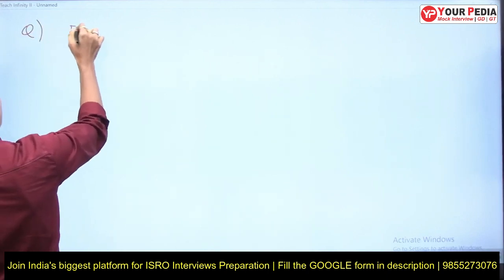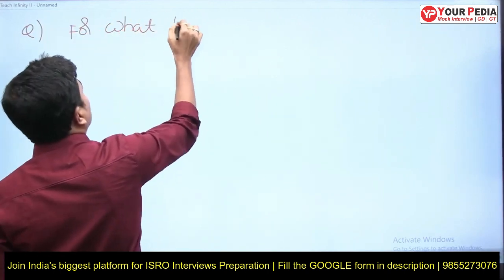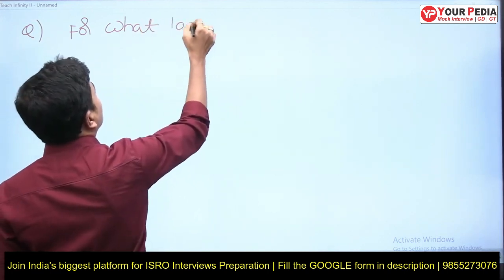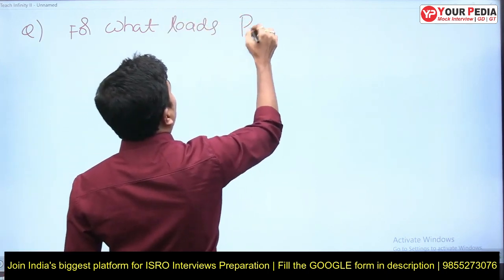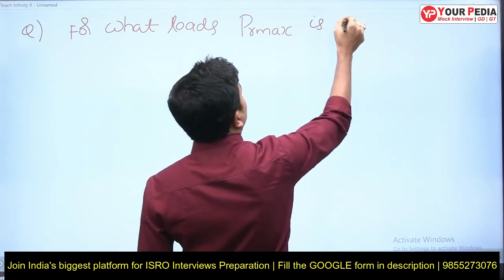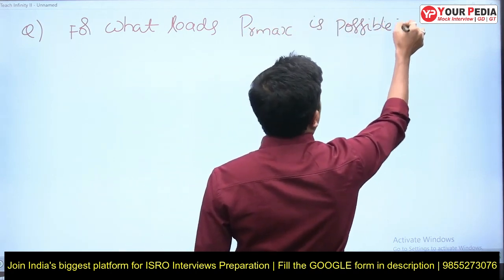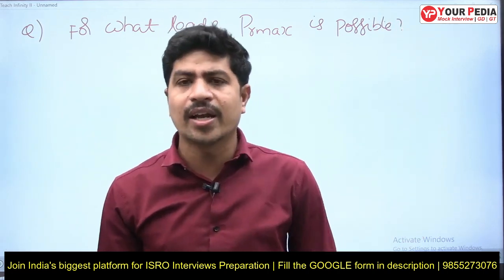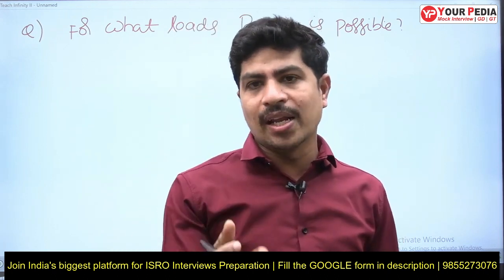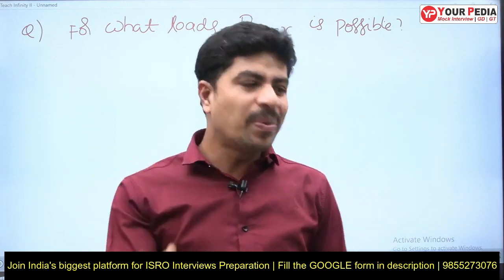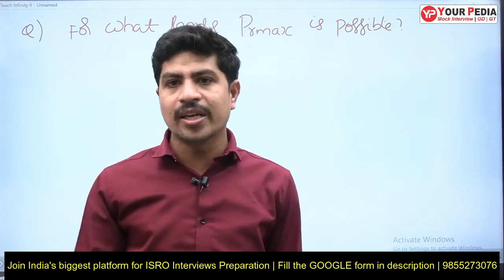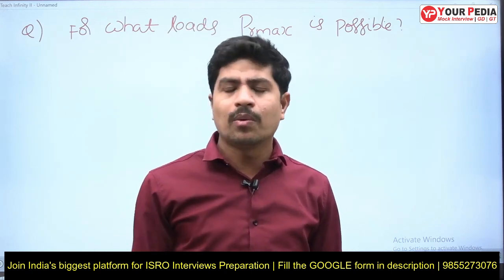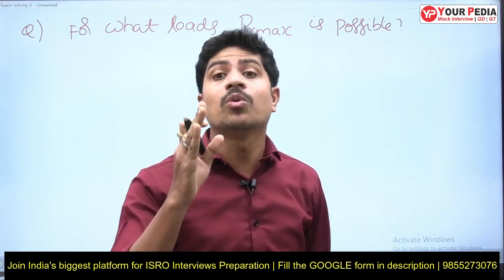See, for what type of loads is PR max possible? Now students will get stuck here. Sir, it should be possible for any load, with the condition delta equal to beta. If I maintain the load angle equal to the transmission line impedance angle, B is generally mod B at an angle beta. If I maintain the load angle equal to that value, then that's enough. It is possible for all loads. Let's see whether it is possible or not.